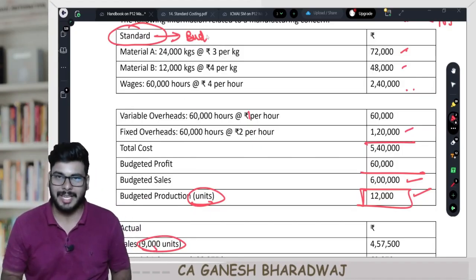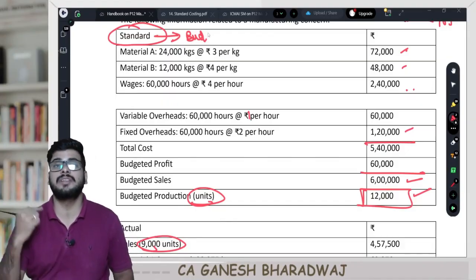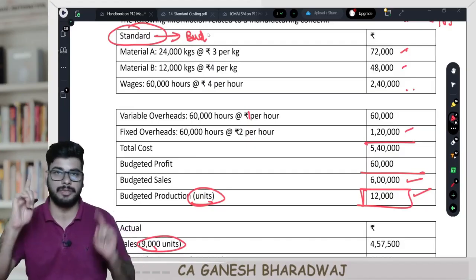Fine. It is not like that. It is pertaining to a different volume level. So clearly it's budgeted data. They have given the word standard as a trap. Clear with this, don't fall for it.